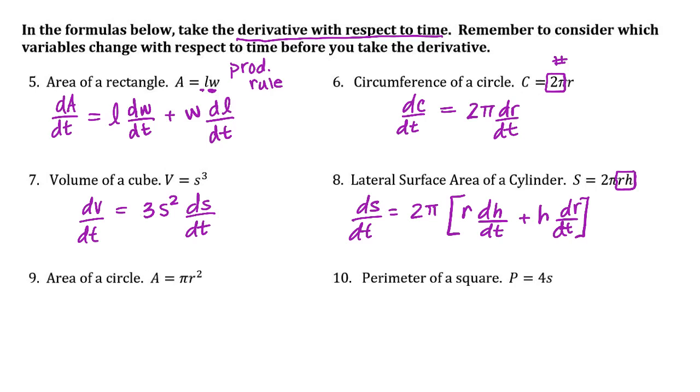Okay, now for the area of a circle, again, derivative of A with respect to time equals 2 pi r dr/dt. And then finally the perimeter. So if we do the derivative of the perimeter with respect to time, this is going to be just 4 ds/dt.